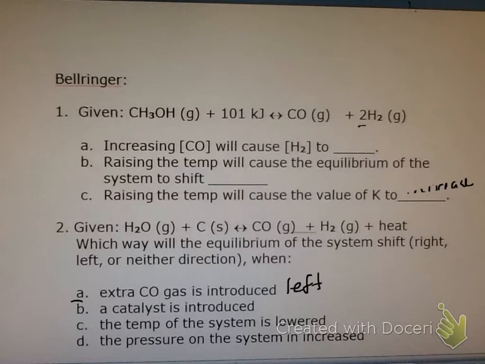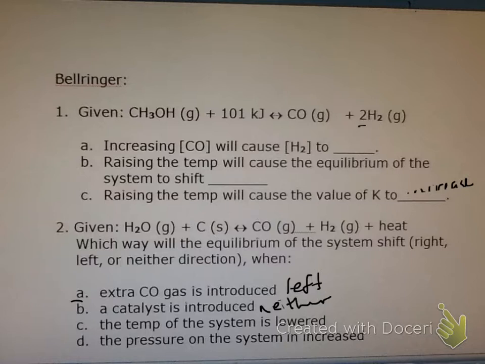All right, now a catalyst is introduced. Catalyst just makes reactions happen faster. So that means both the forward and the reverse reaction would both happen faster, so nothing would happen to your equilibrium. It is just going to stay the same.